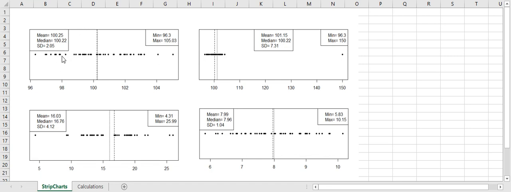Okay, and so I'll show you this in Excel, but basically for the standard deviation, you take each distance, square it, add them all up, and divide by the number of observations. And that gives you the variance, and then you take the square root of that.